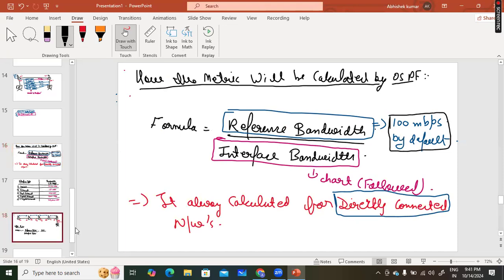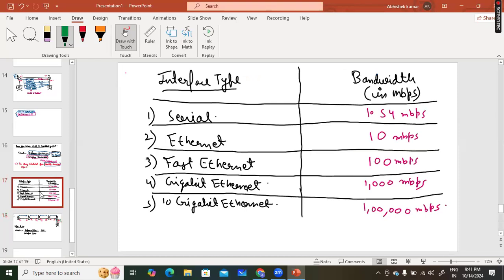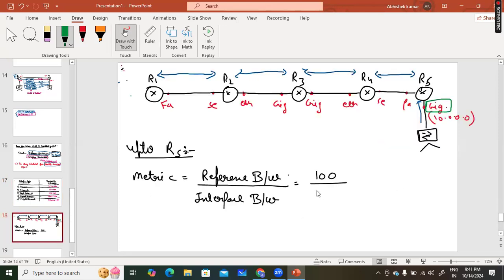Now, move on to next. Interface bandwidth. So just see here. This metric is firstly calculated up to router 5. So which is the interface receiving this? It is GIG. So in this case, we are going to take the interface bandwidth for GIG. That is 1000 Mbps. Just write down 1000.